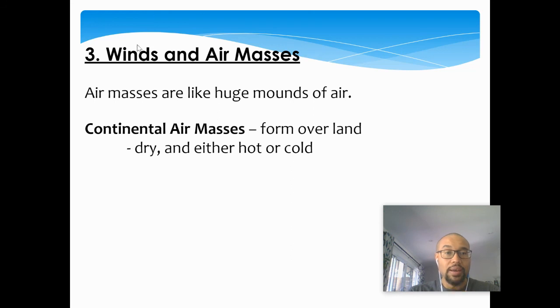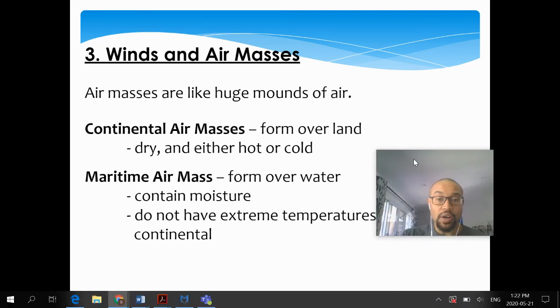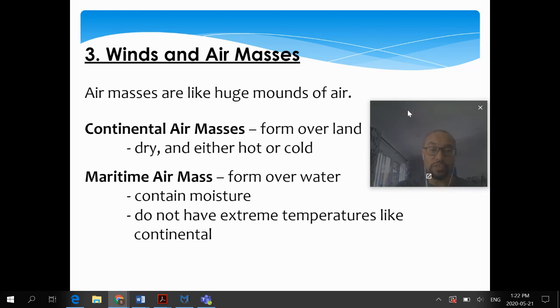and moisture content. And over continents, they call them continental air masses, are drier, so a continental air mass doesn't have that much moisture in it, and it can be either hot or cold depending on where it's coming from, what time of year it is, etc. Whereas maritime air masses are ones that form over water, contain a lot more moisture, but don't have the temperature extremes because water moderates the temperature, so it doesn't have those temperature extremes like continental air masses do.